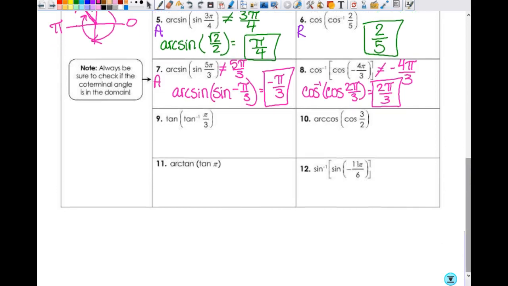Okay. Tangent of the tangent inverse of pi thirds. Does pi thirds fit within that little range we get to use? Yes, so what's my answer? Pi thirds.